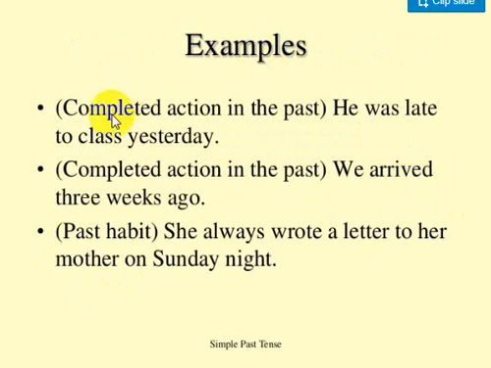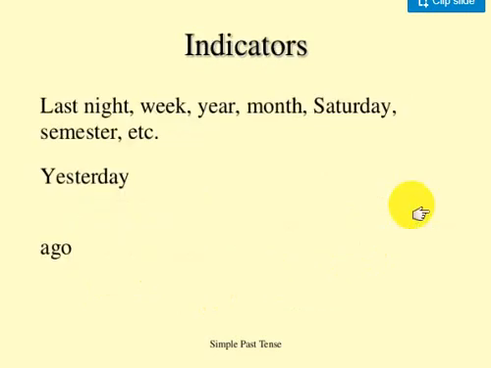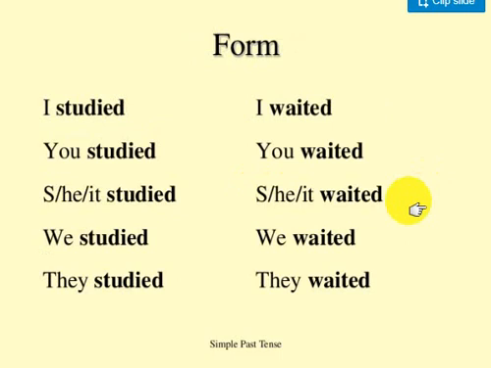Example: completed action in the past. He was late to class yesterday. Yesterday only he was late, so it is finished or completed action. Completed action in the past: we arrived 3 weeks ago. Or past habit: she always wrote a letter to her mother on Sunday night, so this was her habit in the past, to write a letter to her mom. Indicators or some keywords like last night, last week, last year, month, etc. Or yesterday, ago, in the past, or I specify a specific time in the past, like in 1990, and so on. The form of it is the verb ed.